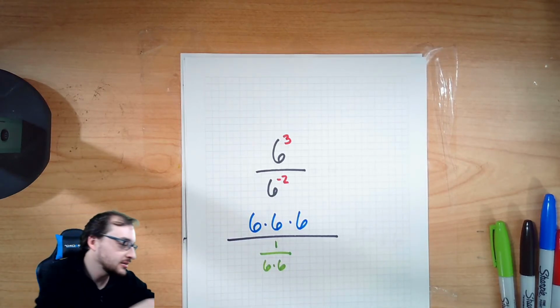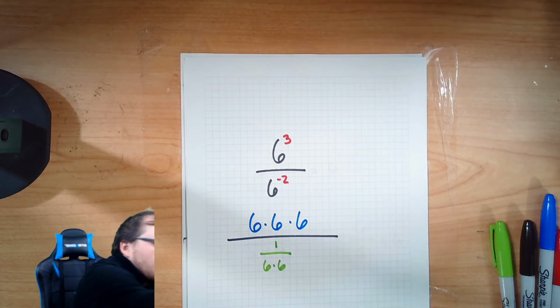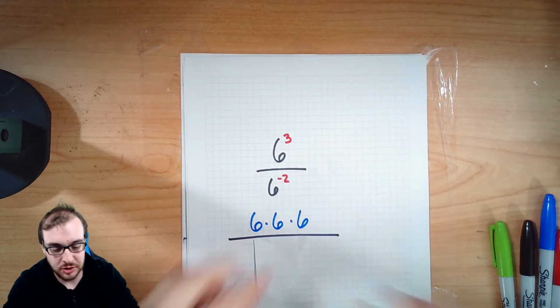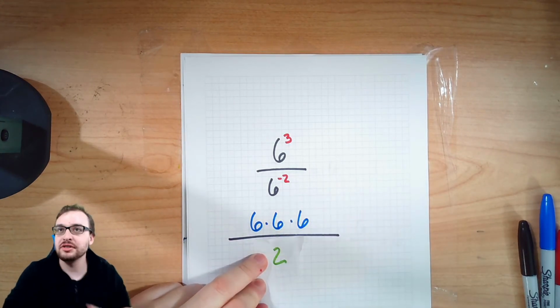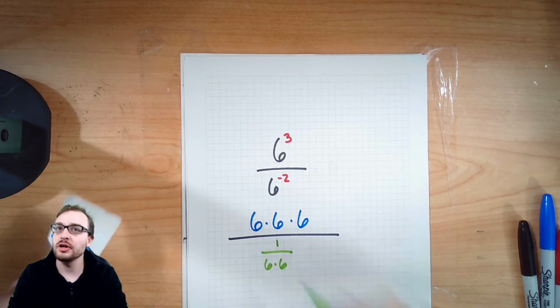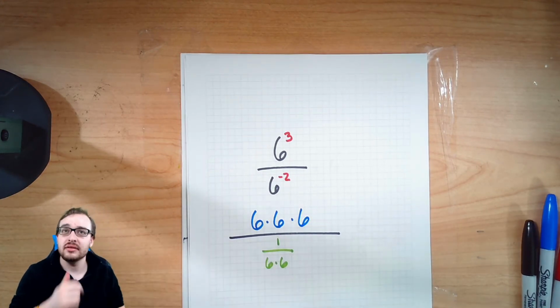If I just had a 2 down here, you would know what to do, right? Take that and divide it by 2, no big deal. Just treat this as one number. It's a weird number, but treat it as one number. We're going to take that and divide it by this.